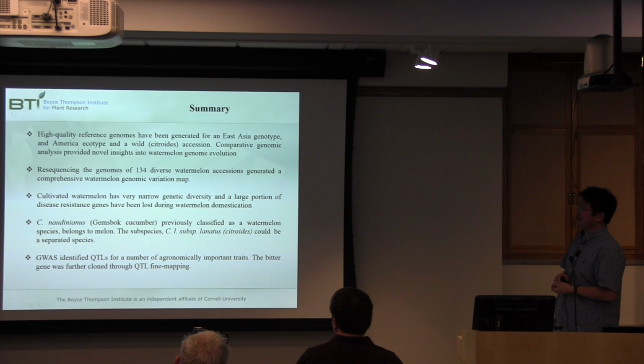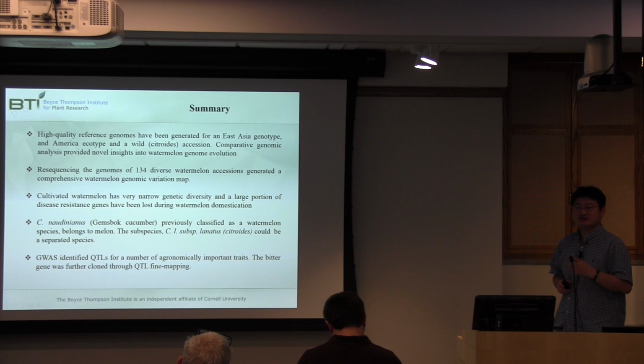And the resequencing of the genomes of 134 diverse watermelon accessions generated a large, comprehensive watermelon genomic variation map. This provides another very useful resource. Based on this genetic variation map, we found that cultivated watermelon has a very narrow genetic diversity. That's causing a bottleneck for watermelon breeding. And also, we found that a large portion of disease-resistant genes have been lost during watermelon domestication.